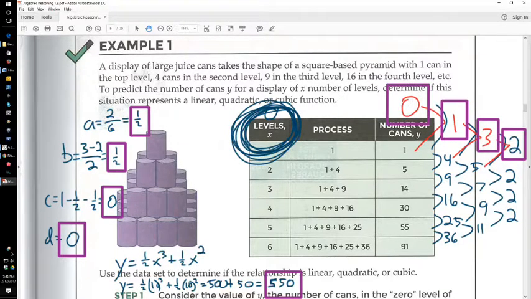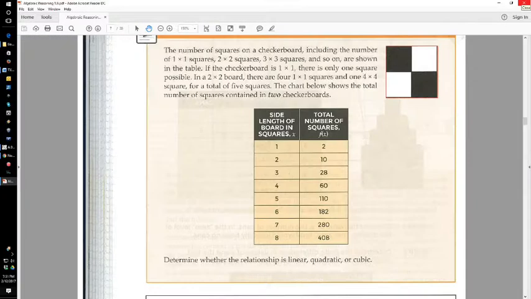Scroll on down and attempt You Try It number 1. Pause the video, scroll on down and try You Try It number 1. Okay, You Try number 1. The number of squares on a checkerboard, including the number of 1 by 1 squares, 2 by 2 squares, 3 by 3 squares, and so on, are shown in the table. So what they mean by that is they want the individual squares plus the bigger squares that they make, the 3 by 3 squares, and so on and so forth.